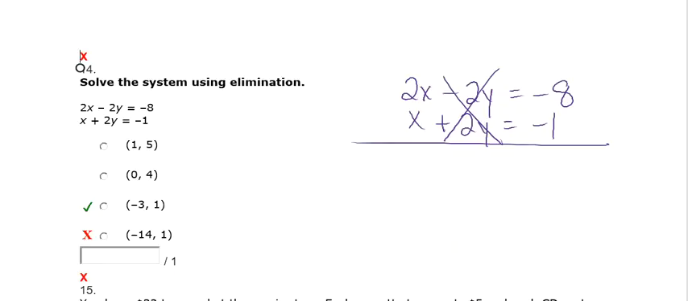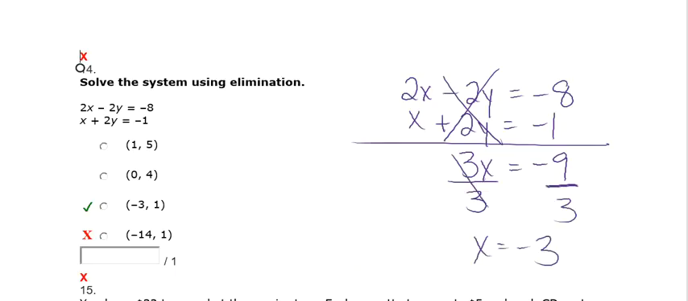So now add everything else up. 2x plus x is 3x. Negative 8 plus negative 1 is negative 9. Divide both sides by 3, and we get x equals negative 3. Again, only one answer over here that has negative 3 in the x spot for the coordinate, so no need to plug it back in, but you could plug the negative 3 in either here or here to give you the y value.